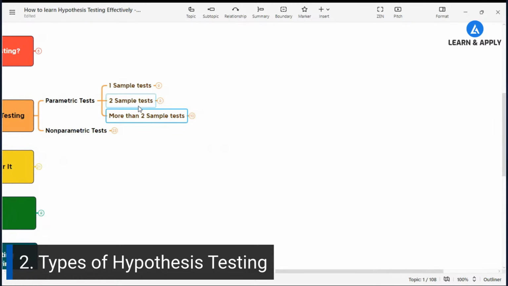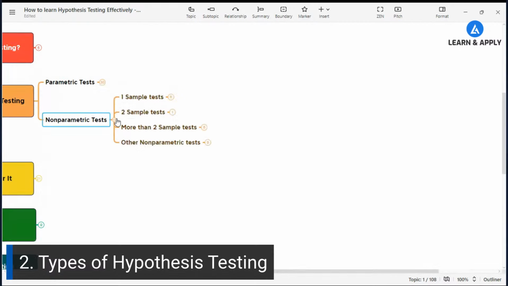We can see that based on how many samples we are going to compare and which metric we are going to compare, there are various types of parametric tests. Now let's go into the detail of non-parametric tests. Non-parametric tests also have multiple types.